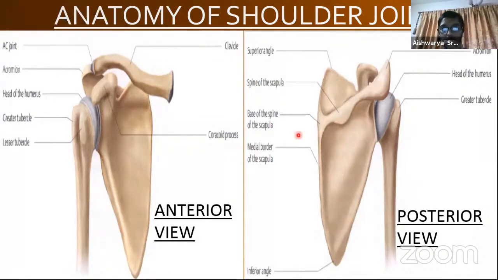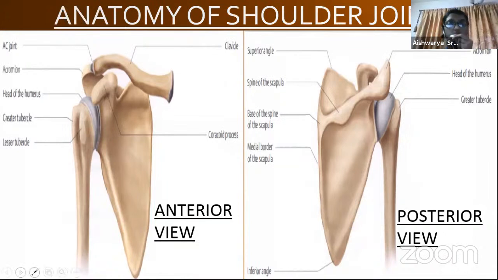Coming to the posterior view, this is the supraspinatus fossa, into which the supraspinatus attaches. This is the infraspinatus fossa, into which the infraspinatus attaches. This is the spine of the scapula, which finally extends into a large, flat, smooth process called the acromion process. This is the medial border of the scapula, the inferior angle, and the lateral border of the scapula.